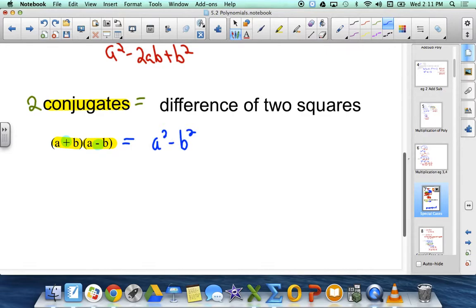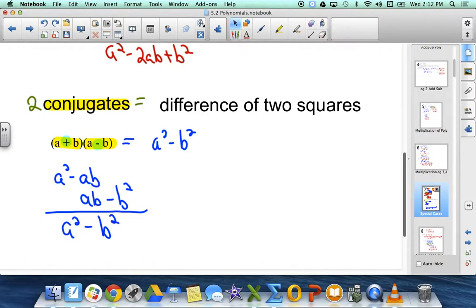Now you can FOIL it. It takes longer, and you should learn that. But if you multiply them together, you get a squared minus ab and plus ab minus b squared. And you see where these two in the middle cancel, and you get the same thing. It's easier if you just learn that a plus b times a minus b gives you the difference of two squares.